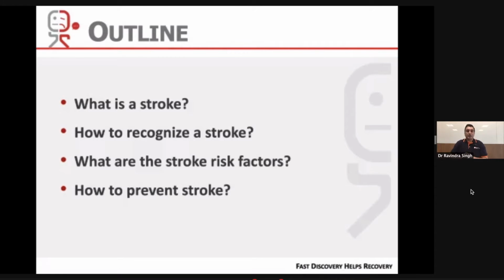So we'll be talking about what is stroke, what are the types of strokes, how to recognize a stroke, what are the stroke risk factors, and how to prevent stroke.